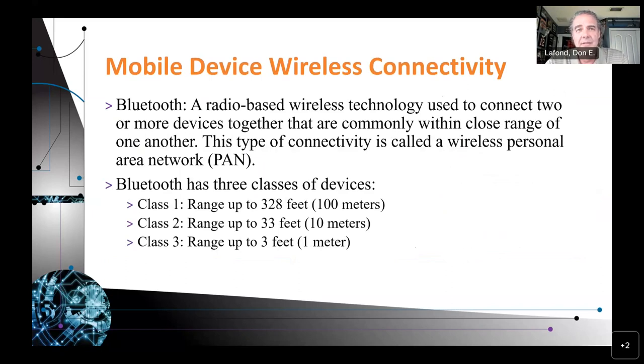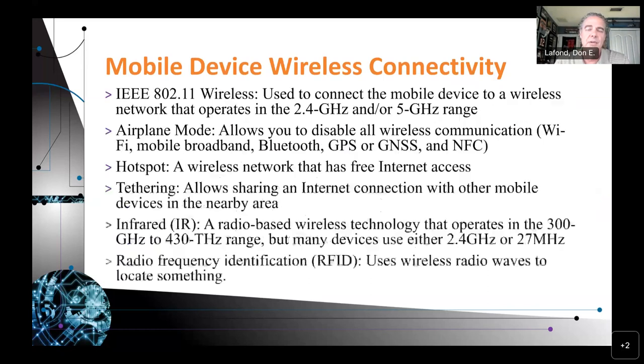Bluetooth has three classes. Class one has a range of 328 feet, about 100 meters. Class two is 10 meters, 33 feet. And class three, the older one, has a range of 3 feet, 1 meter. Today, most devices that you would have would be class two at this point in the summer of 2022. Your smartphones, for example, are class two with a range of about 30 feet, and then you start losing the connection.